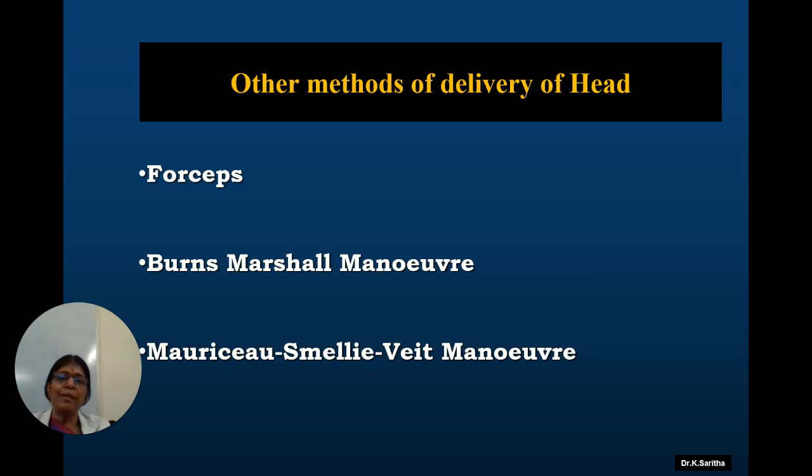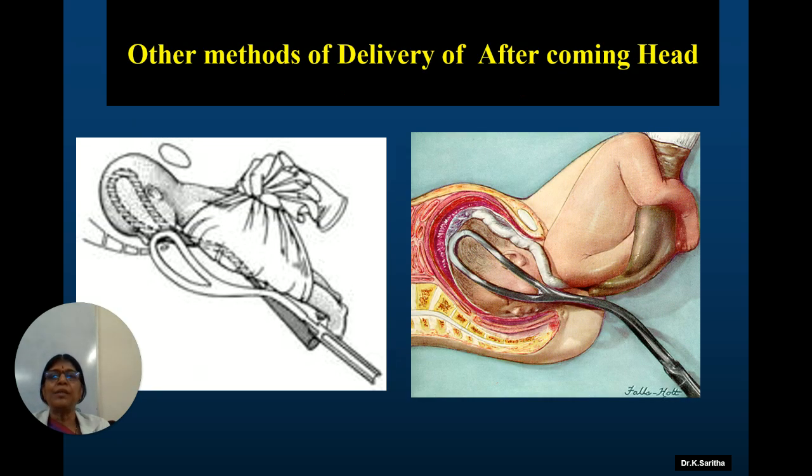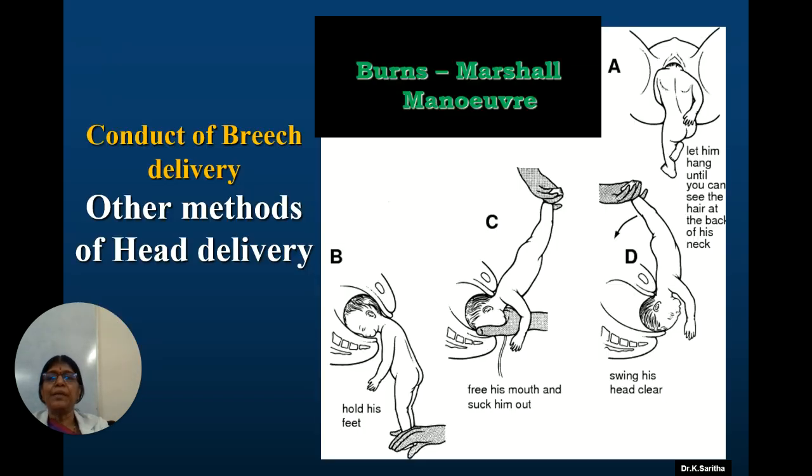Next, the best way to deliver the aftercoming head of the breech is by applying forceps. You can also use the Mauriceau maneuver. This is the application of the forceps, wherein the fetus is held up and the forceps are applied from below, and then by locking the forceps you deliver the fetus. Another method of delivery of the fetal head, in case of difficulty, is the Burns-Marshall. The routine method is the Burns-Marshall maneuver.